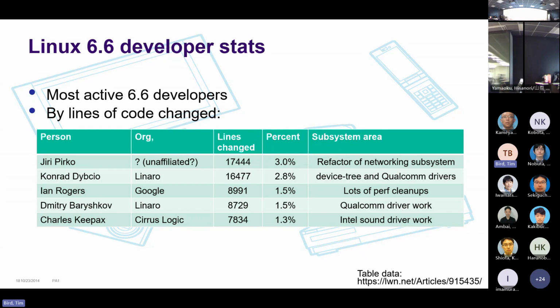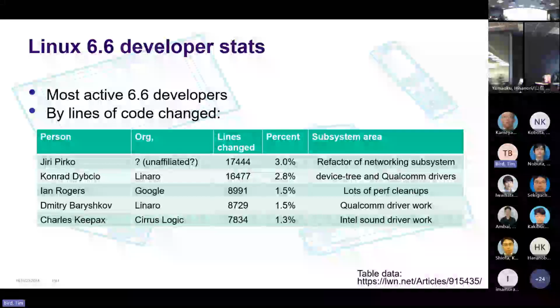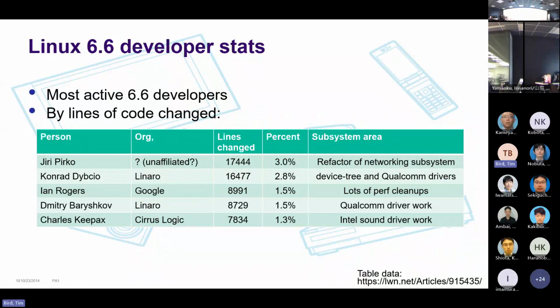And then you can look at some of the other ones. You see Jiri Pirko is unaffiliated. We don't know who he's working for, but you see some of the normal organizations: Linaro, Google. In the case of Cirrus Logic, Charles Keepax is just working on an Intel sound driver, and that was big enough to make the top 5 list.